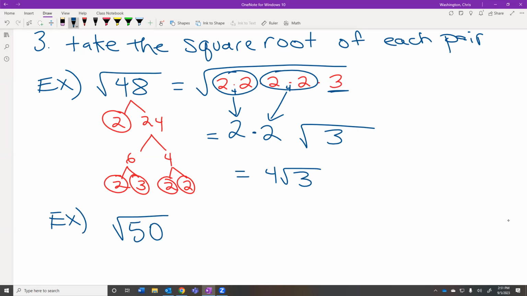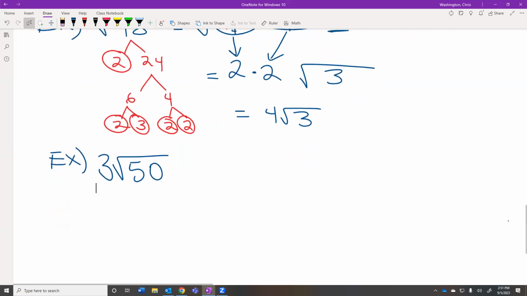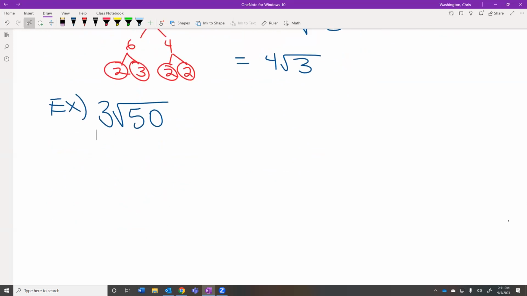Let's do square root of 50. And let's put a 3 in front of the square root. At first, you're just going to pretend the 3's not there. And then at the end, you're going to take your answer. So our answer was 4. And you would just multiply the outside times 3. So try that one. And we will go over it together in about 1 minute, maybe 2, but it shouldn't take you terribly long. 50 is a pretty easy number to break down.